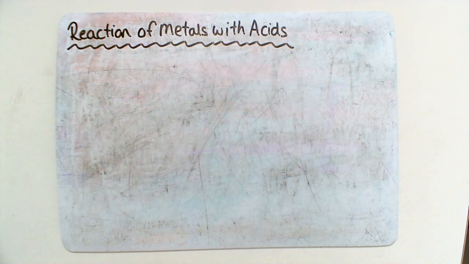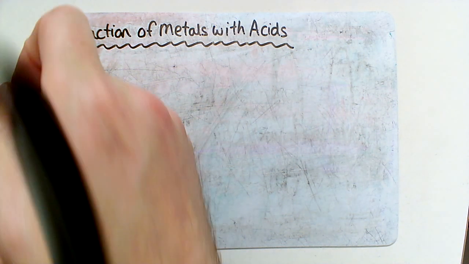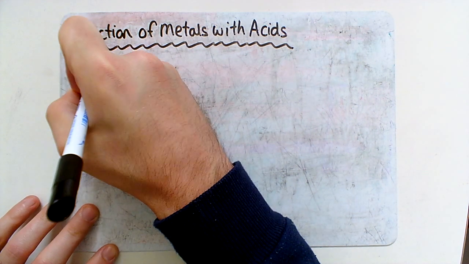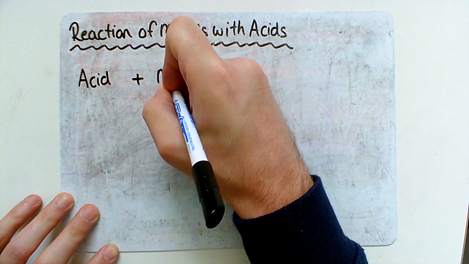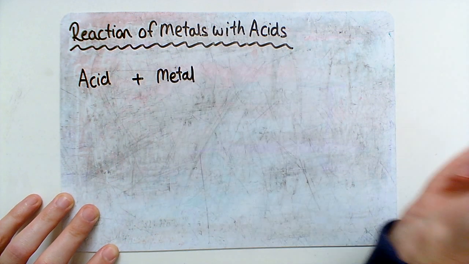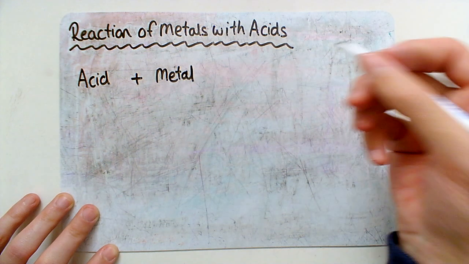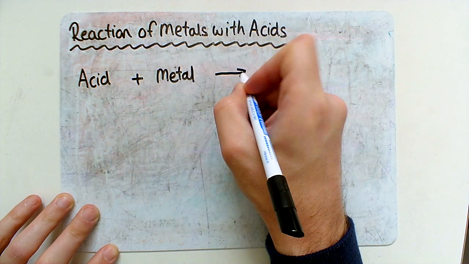So today what we're going to look at is the reaction of metals with acids. It's going to be quite similar to the reaction of bases with acids, but there's only one general equation this time. And in the general equation we have an acid reacting with a metal. Now, just like before, we get two products.